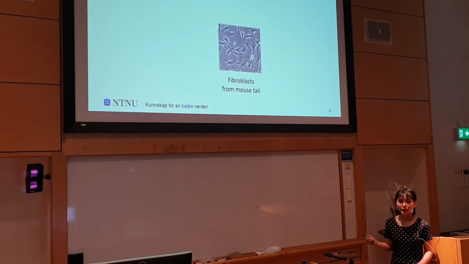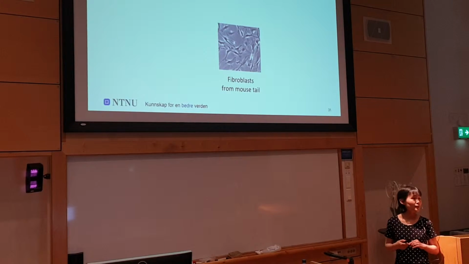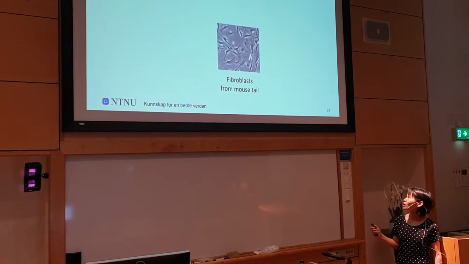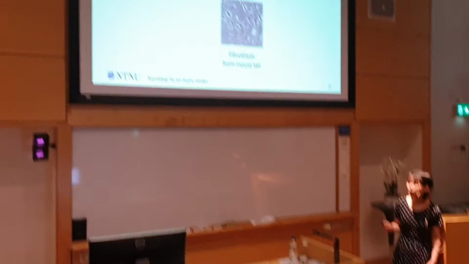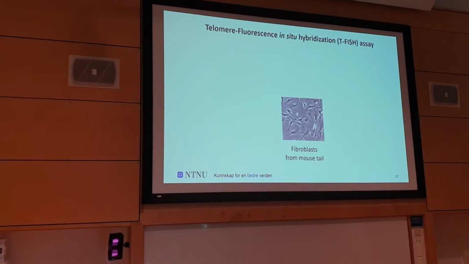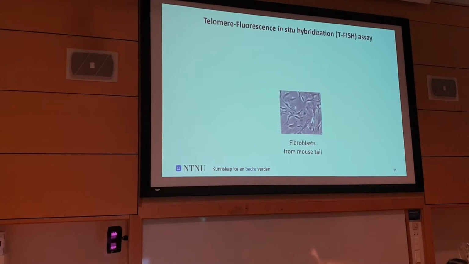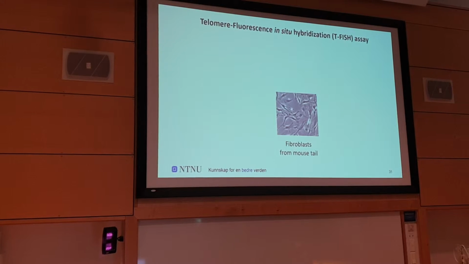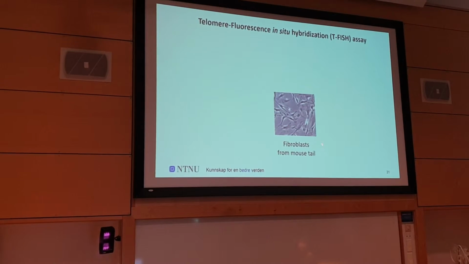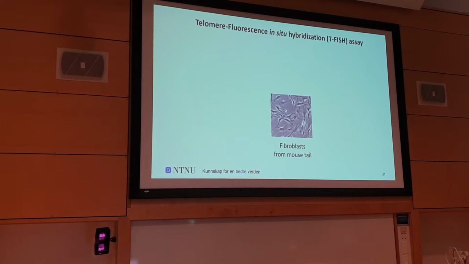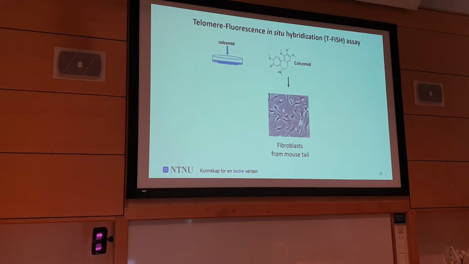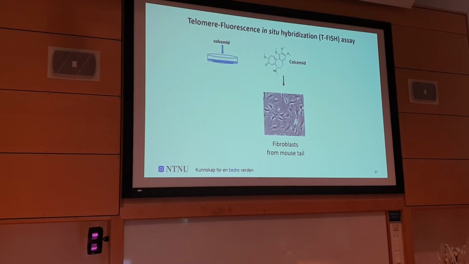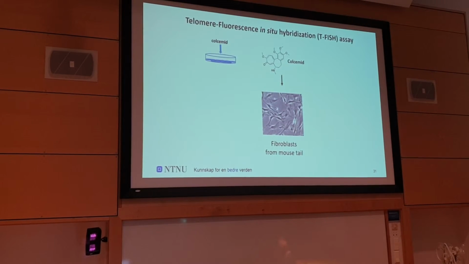And in addition, we performed another assay, which is telomere fluorescence in situ hybridization assay, and it's short for T-FISH. So for this assay, we have to collect the mouse tail fibroblasts. We cut the tail and then we collect the cells, and we put the cells in culture. This is how they look like in the microscope. And then we add colcemid. Colcemid can inhibit the microtubule growth, and then it can arrest the cell cycle in metaphase.